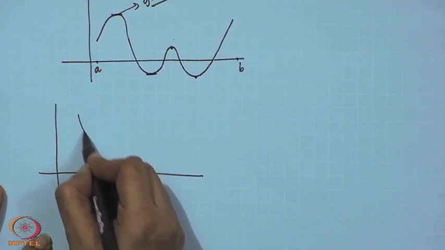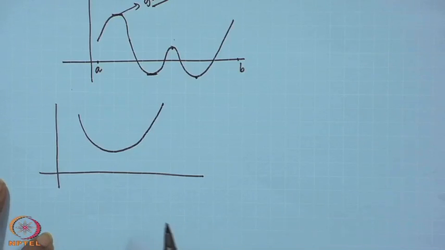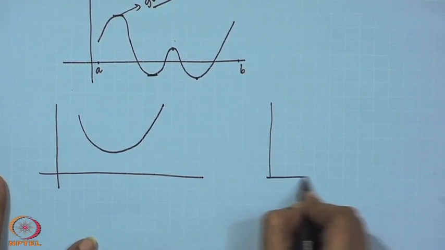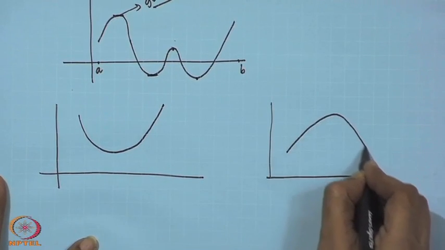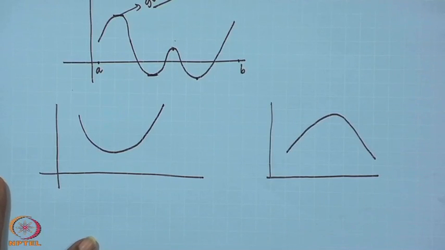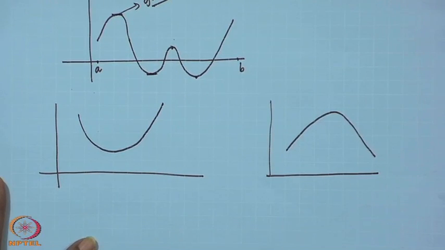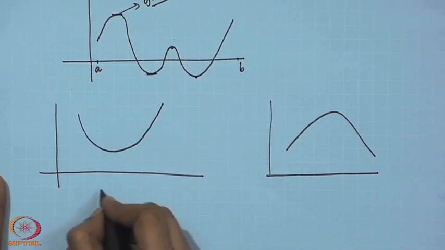Now, this function is a convex function, and this is a concave function for us. Now, how can we define the convex function and concave function? This is the convex function for us.